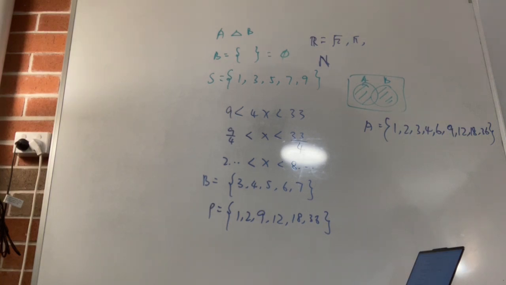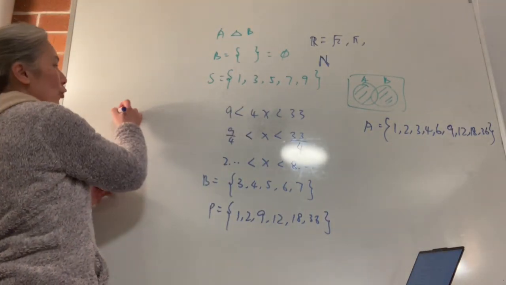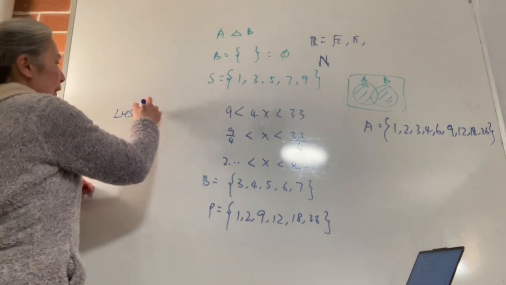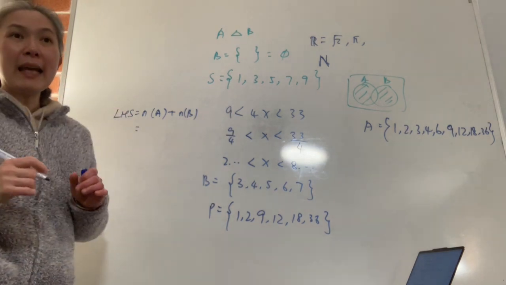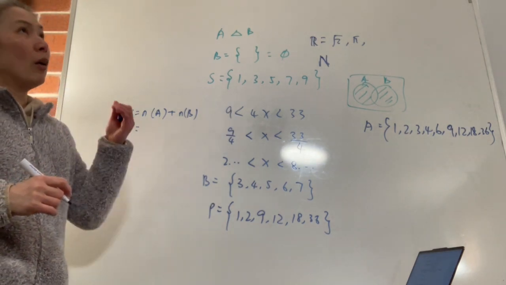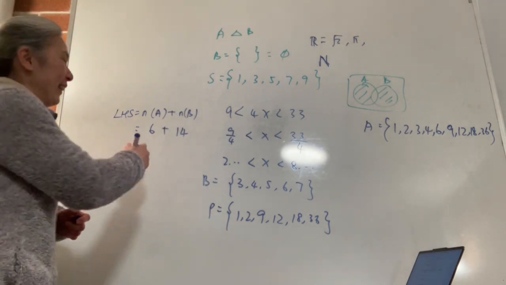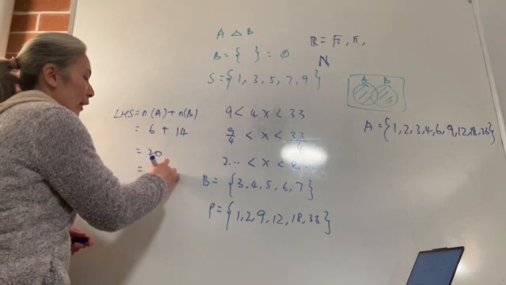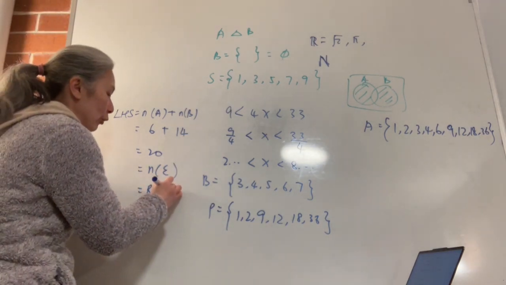Okay, and B is not a multiple of 3. That means any of the rest of the numbers. For the show part, make sure you calculate the left hand side. Always start from the left hand side, which is n of A plus n of B. So you know how many items are in A, which is 6. n of B will be 14. It's going to be 20, which is equal to n of epsilon, which is your right hand side. This is how you do the show.